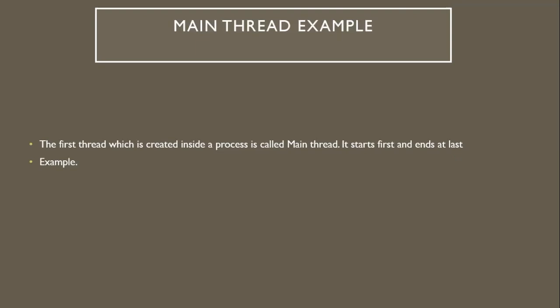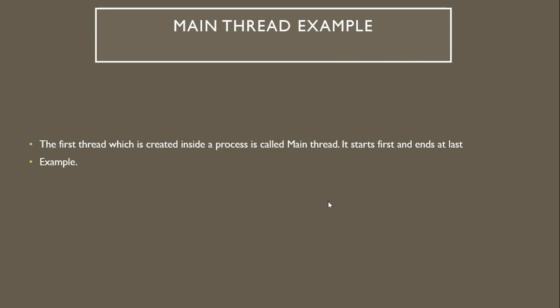So we'll see a main thread example. The first thread which is created inside a process is called the main thread. So first thread is very important. The first thread which is created inside a process, that's called the main thread. It starts first and ends last. That's the behavior. Okay, let's see an example of it.